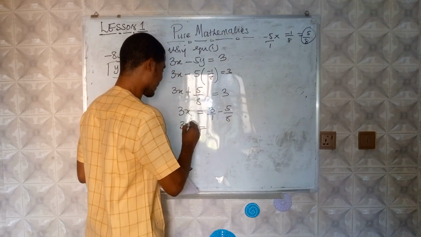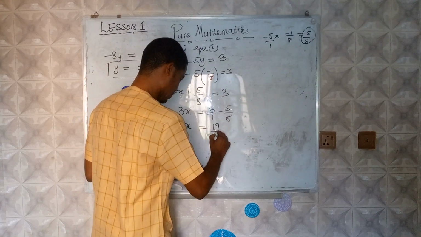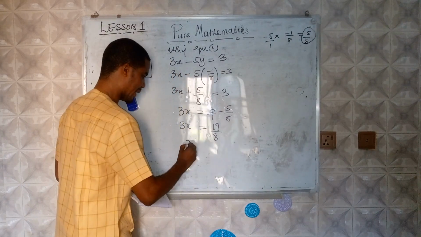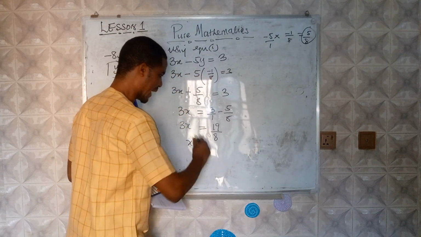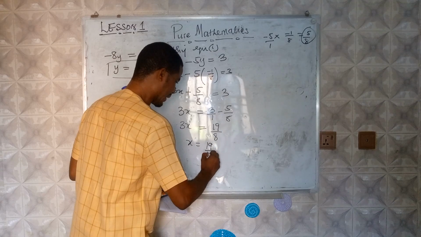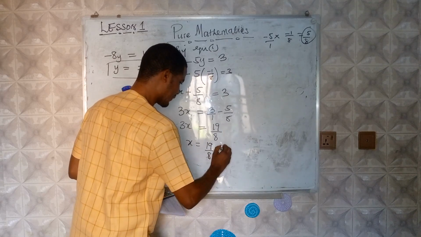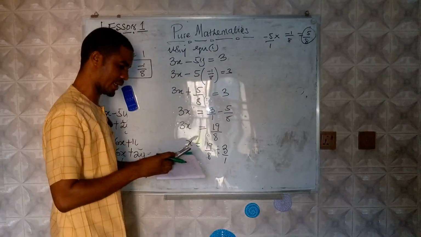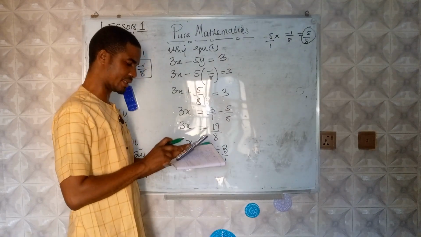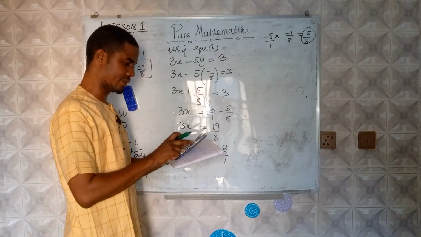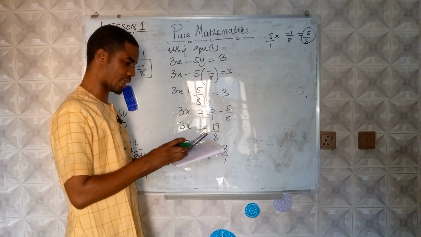I have 3x is equals to 19 over 8. So my x becomes, I divide both sides by 3, 19 over 8 divided by 3 over 1. Okay, I go again, 19 over 8 divided by 3.